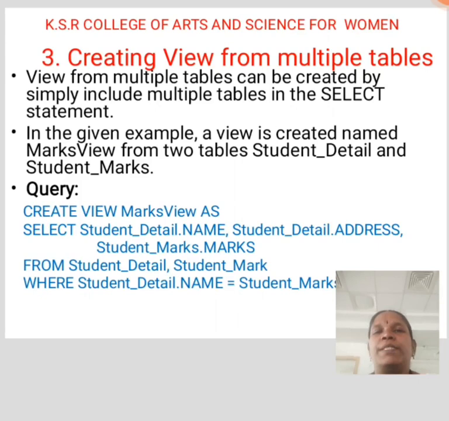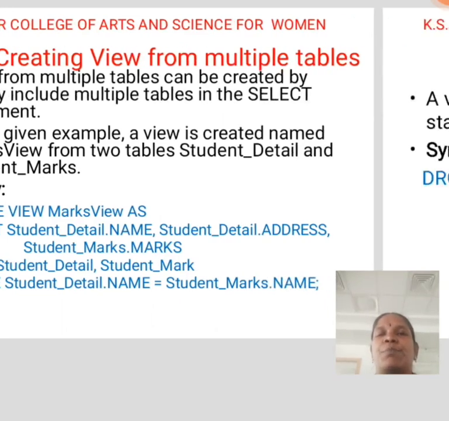Creating view from multiple tables. A view from multiple tables can be created by simply including multiple tables in the select statement. In the given example, a view named marks view is created from the tables student details and student marks. Query: create view marks_view as select student_detail.name, student_detail.address, student_marks.marks from student_detail, student_mark where student_detail.name equal to student_mark.name.